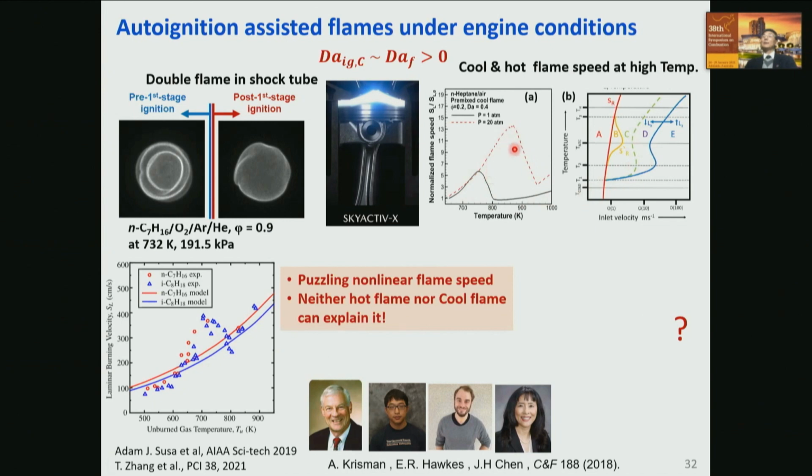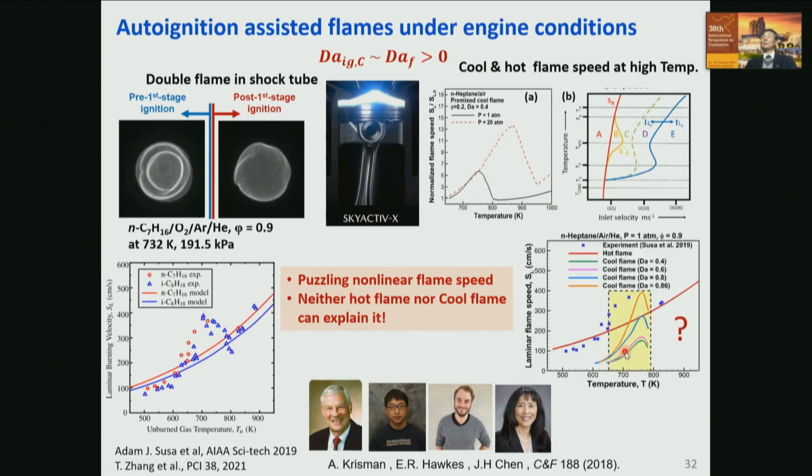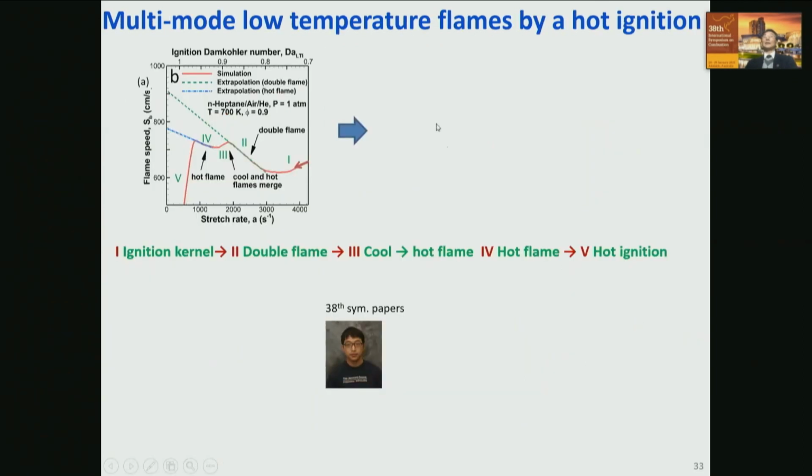Can this cool flame speed explain this experimental phenomenon? However, by computing, the cool flame speed is far below the experimental data, even with an increase of the Damköhler number. So what is going on? In order to understand this phenomenon, we computed a numerical simulation from the spark ignition to flames. We can see that there are 5 stages of flames.